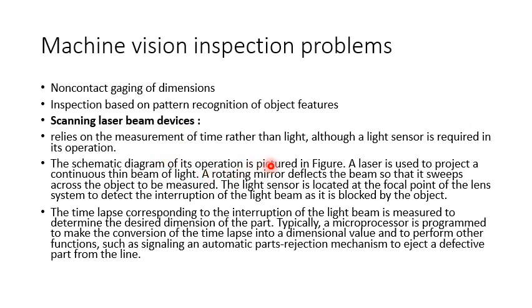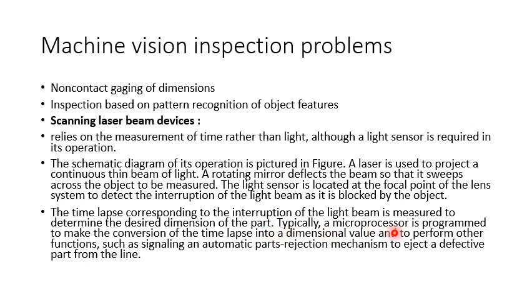If its operation is pictured in the figure, a laser is used. Mainly a laser source is used to project a continuous thin beam of light. A rotating mirror is used to deflect the beam so that it sweeps across the object to be measured, and the light sensor is located at the focal point of the lens system to detect the interruption of the light beam as it is blocked by an object. The time lapse corresponding to the interruption of the light beam is measured to determine the desired dimension of the part.